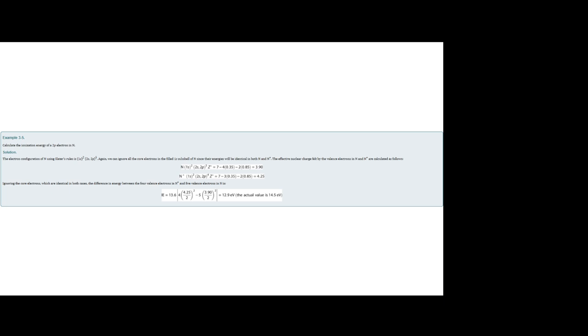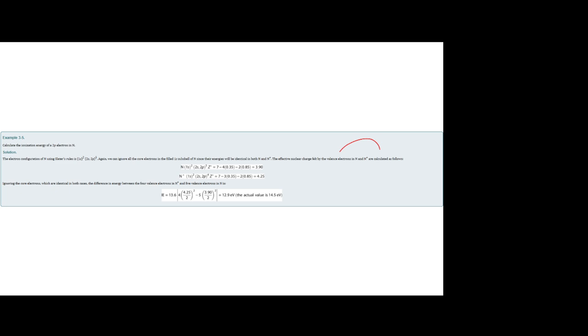Now, the subshell, which is the shells below the valence shell, the core electrons, those ones are going to be the same for both of these, right? They're not going to change at all. We just have to worry about valence electrons in this problem.